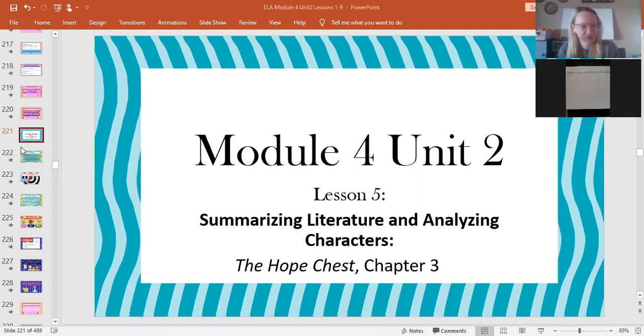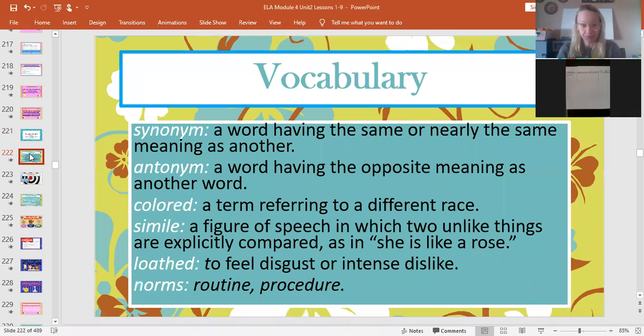All right. So you got your vocabulary this morning. We're reintroducing synonym, a word having the same or nearly the same meaning as another. An antonym, a word having the opposite meaning as another. Colored. It's a term referring to a person of different race, usually African American.